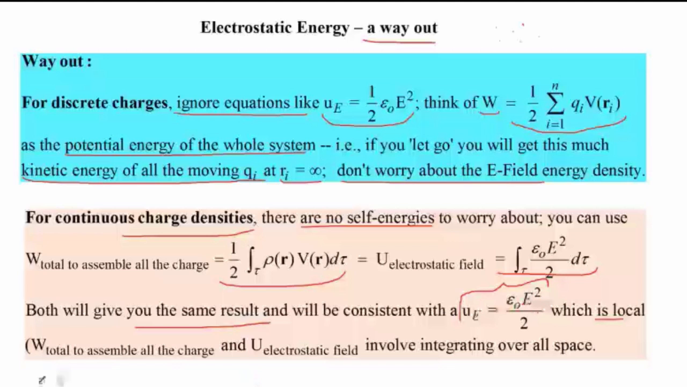If we integrate over all space, in both cases we'll end up with the work done to assemble all the charge, which is this quantity here. We'll end up with the total energy of the electrostatic field, which is this quantity here. And by integrating over all space, we get the total, which is U electrostatic.